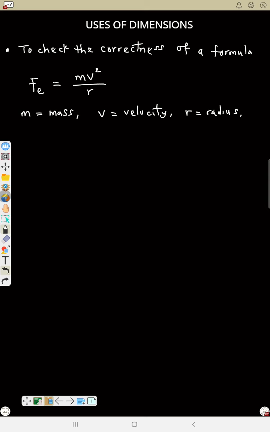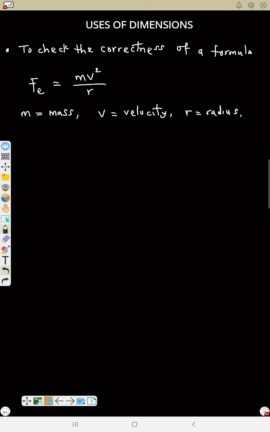Now, a formula is given for a centrifugal force. Let's say F is equal to mv square divided by r, where m is mass, v is velocity, and r is radius. Now, we want to check whether this formula is correct or not.